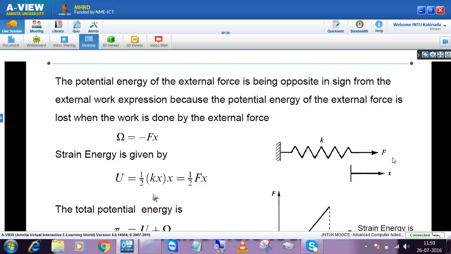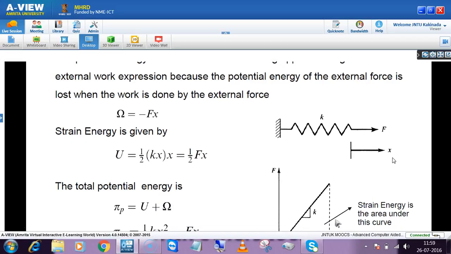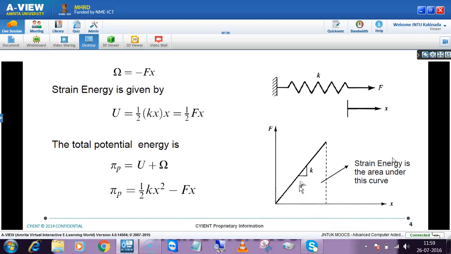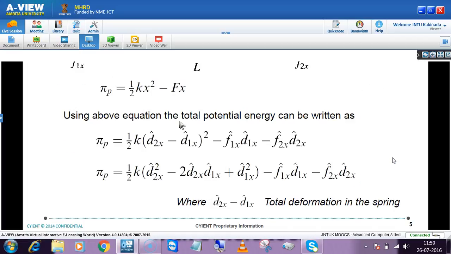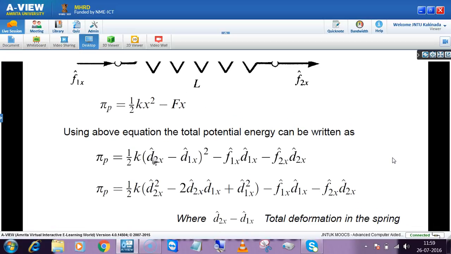Then the strain energy is calculated as half into k into x squared. If you draw the force and deflection curve, it is a simple straight line. The slope gives the stiffness of the spring, and the area under this line gives the strain energy. So when you put together the total potential energy, it comes out like this: half kx squared minus fx. This is the total potential energy.